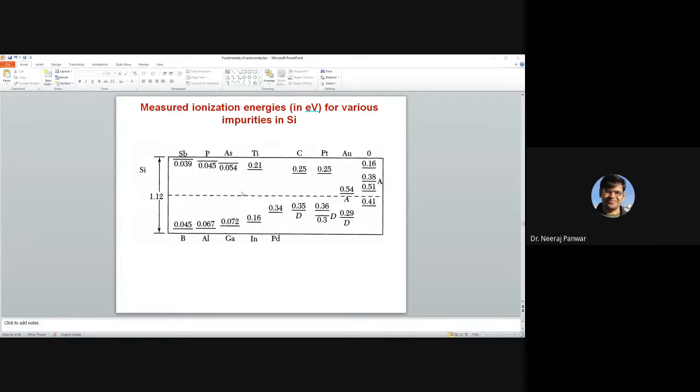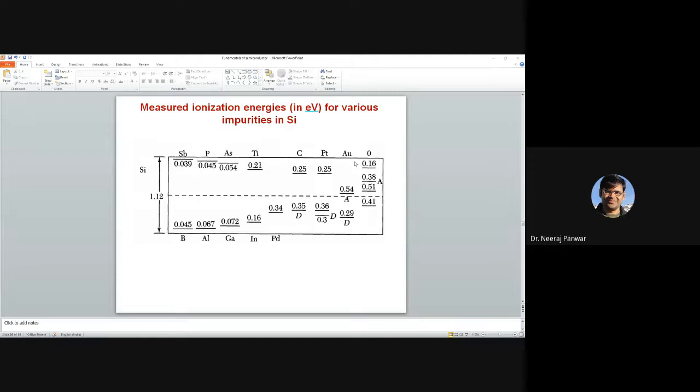Similarly, if we dope antimony, phosphorus, arsenic, they will make the silicon an n-type semiconductor, and their ionization energies are given like this. If we substitute titanium, its energy level would be like this. For carbon, it is like this, 0.25. This is a deep level, which is very far from either the top of the valence band or the bottom of the conduction band.